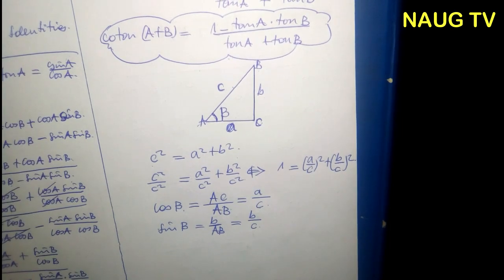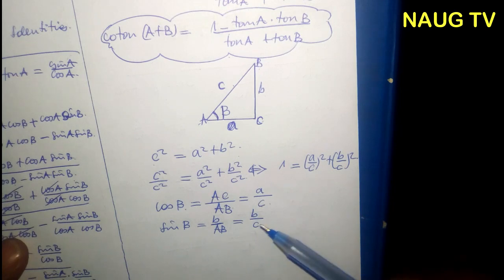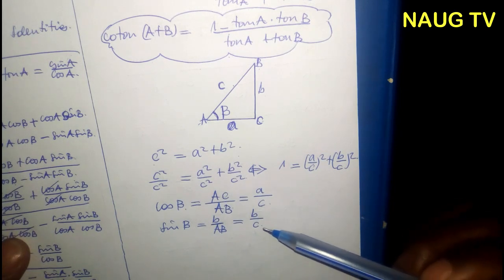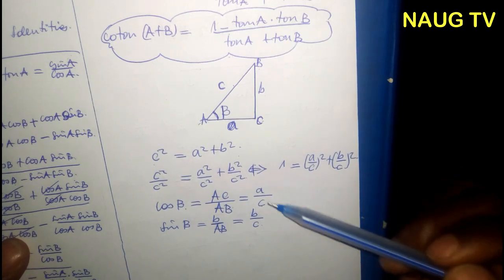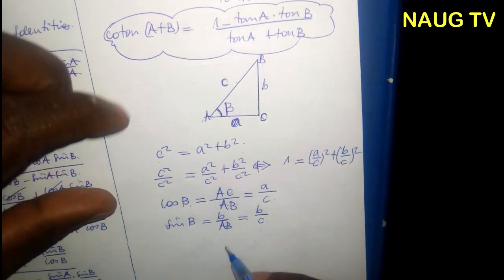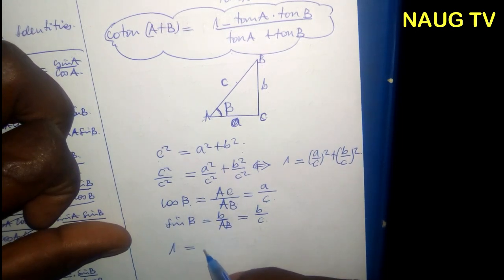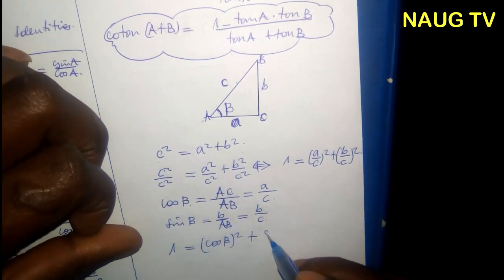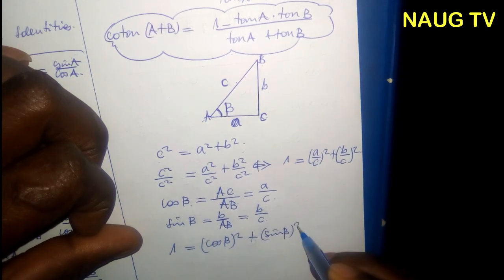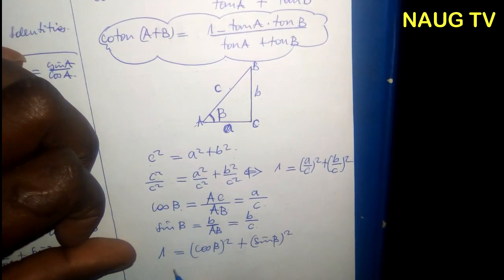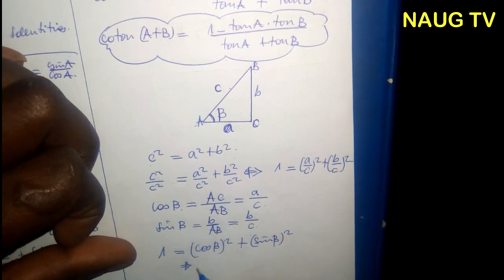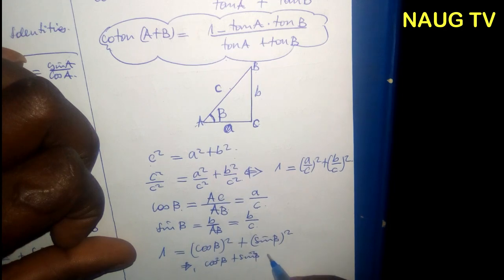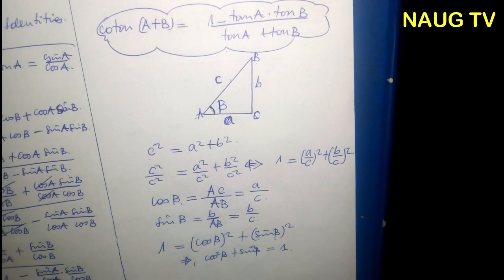So replace the values of b over c and a over c with their values in this formula, so that you get 1, which is equal to cosine of beta squared plus sine of beta squared, which is equal to 1, right?